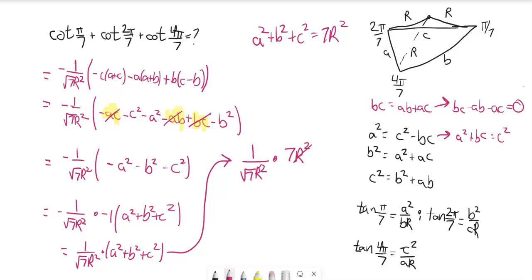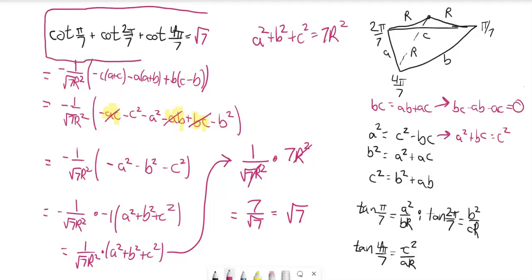We can cancel off the r squareds, and then we get 7 over square root 7. Well, of course, any number divided by its square root will have the square root as its answer. So therefore, the cotangent of pi over 7 plus the cotangent of 2 pi over 7 plus the cotangent of 4 pi over 7 equals the square root of 7.